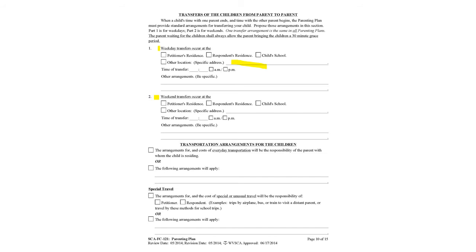A couple of recommendations for locations. If you live apart, determine a midway point to meet. If your case has a history of domestic violence, choose a location that is public and has cameras, such as a gas station or a police station. Decide what time the transfers will occur and note them here. This should be in line with the parenting time noted in prior sections of the parenting plan. If there are other arrangements, you would include those here.